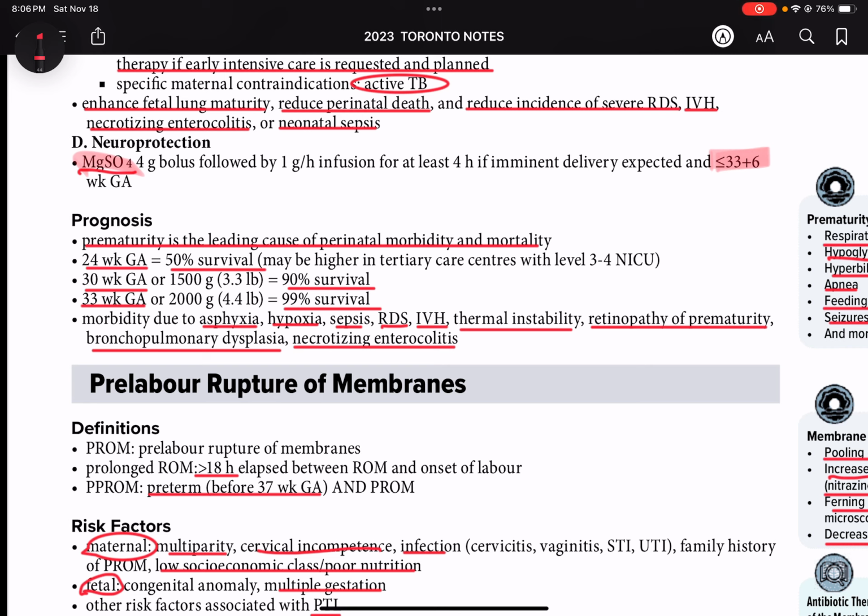So what does the morbidity depend on? It depends on hypoxia, asphyxia, sepsis, RDS, IVH, thermal instability, any of the fetal complications, any of the fetal compromise. Morbidity directly depends upon it, of course.